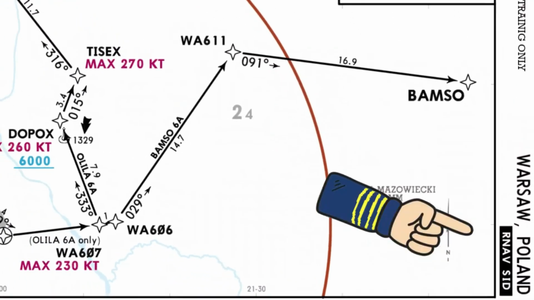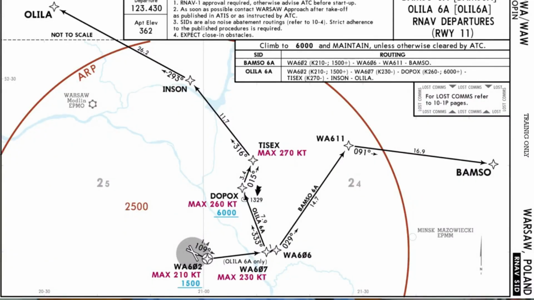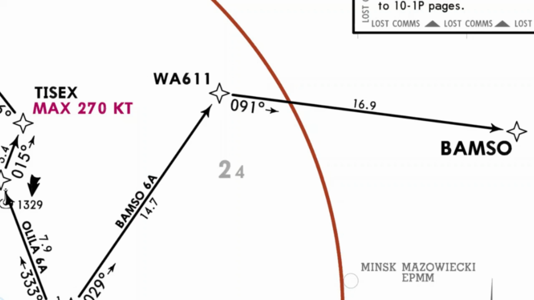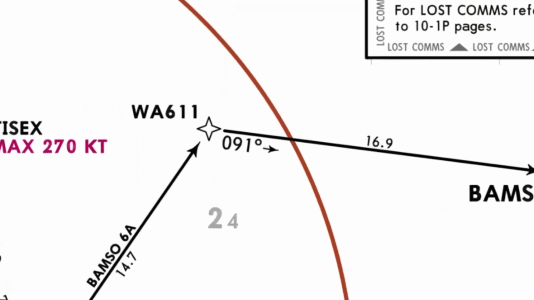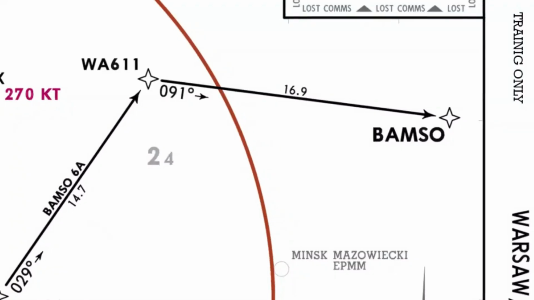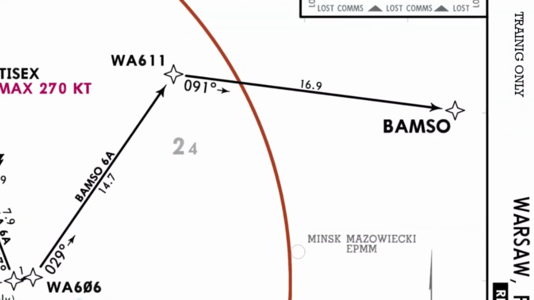As you can see, this is an RNAV SID indeed. We have the RNAV SID black box on the top of the chart. For example, we can take the BAMSO departure with a number of points. Those points are depicted as Whiskey Alpha and then a series of numbers. Normally when you have a Whiskey Alpha point, it means that this point is not defined as a radial and distance, but is a point defined for the purpose of an area navigation system. For example, the point BAMSO could also be found as a radial and distance.